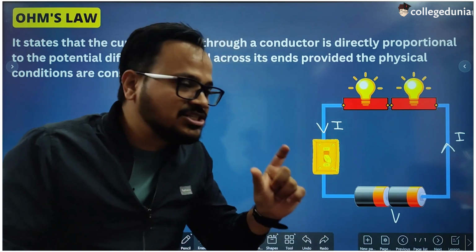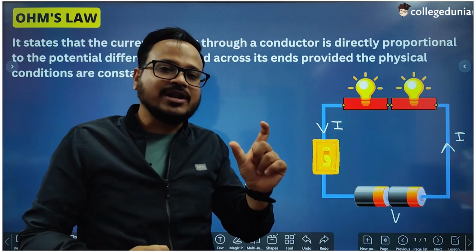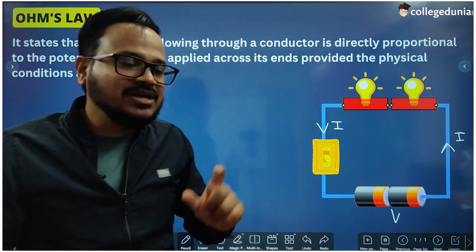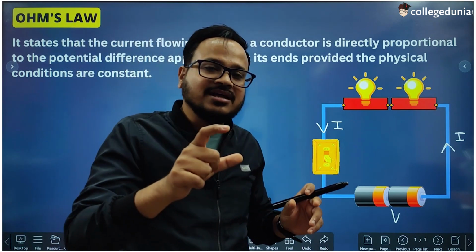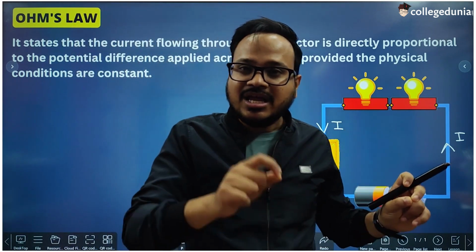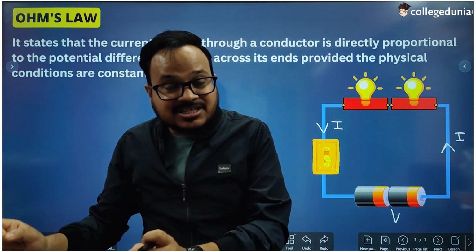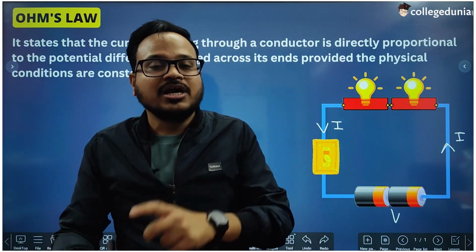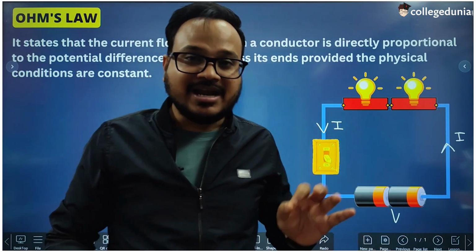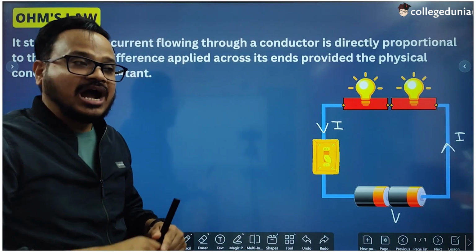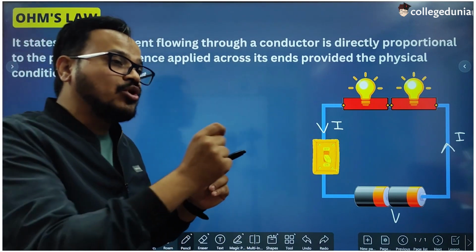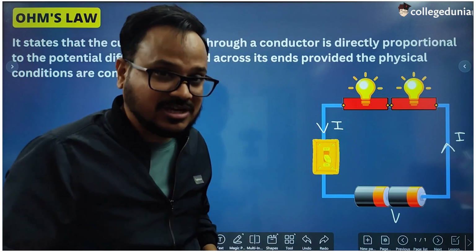If the potential difference of a cell is 1.5 volt, it means that when this cell is used in a circuit, it will give an energy of 1.5 joule to 1 coulomb charge. Right? That is the meaning of potential difference. How much energy this cell is going to provide to 1 coulomb of charge.